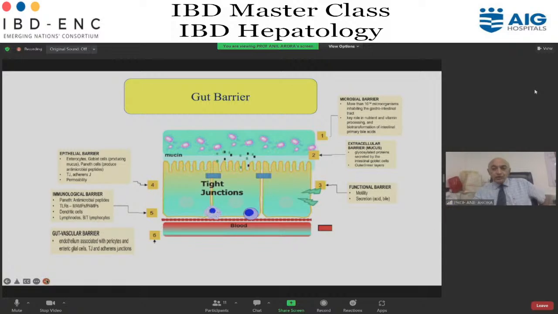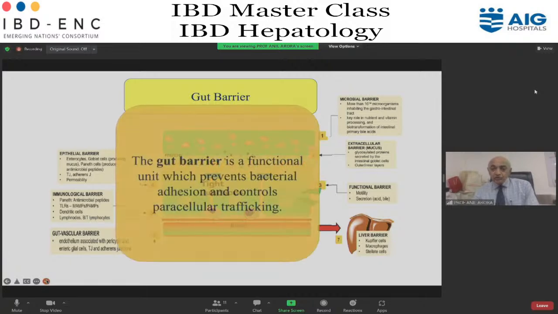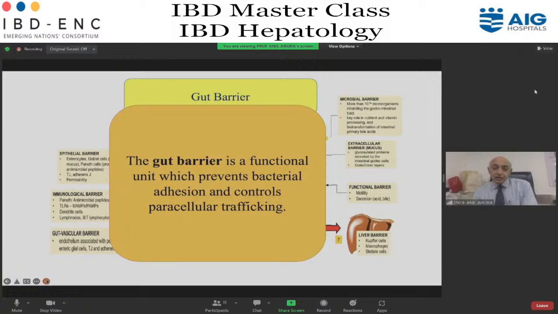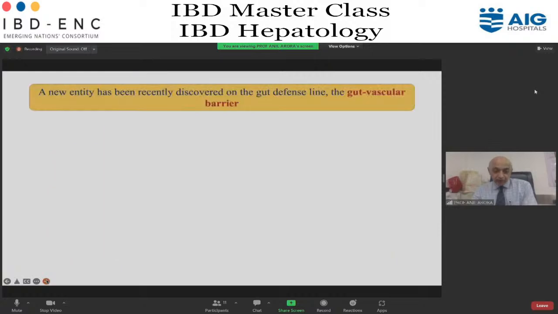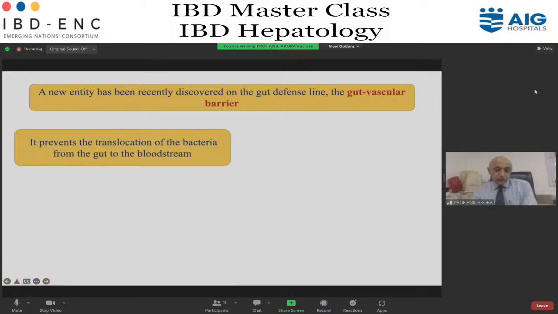Then you have components of the immune system, which tend to give it a shape in terms of innate immunity. And finally, a new concept which has recently again cropped up is something called the gut vascular barrier. What this means is, to maintain the gut integrity, you need a functional unit which prevents the adherence of the bacteria and its products and prevents their trafficking down into the portal vein.